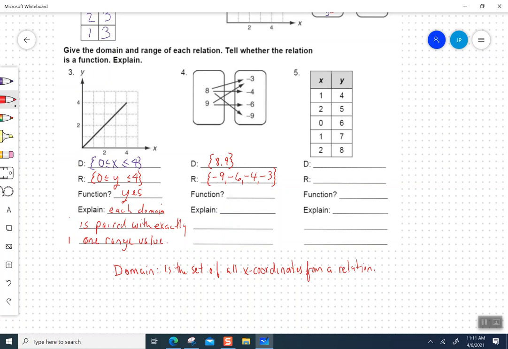Now, this is going to be just a little bit harder to see because I can only be paired up with 1 at a time. So if the 8 goes to the -3, then the 8 should only go to the -3, and it should not give you any other answers other than -3. But you notice the 8 goes to the -4. Okay, same thing. The 8 also goes to the -9. So for one value of an X domain, you do not have exactly one value of a range, which is a Y. Therefore, this is a no.